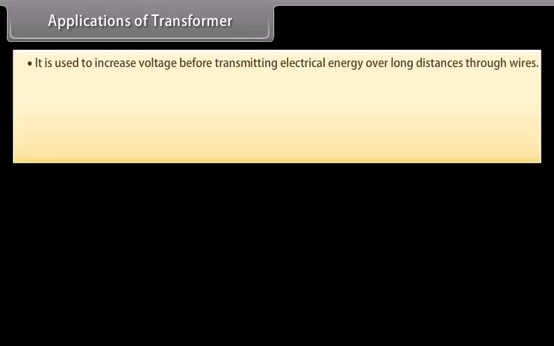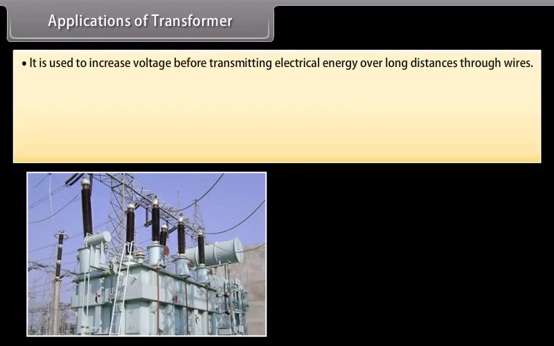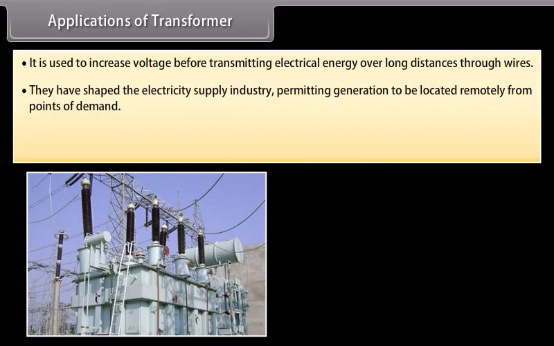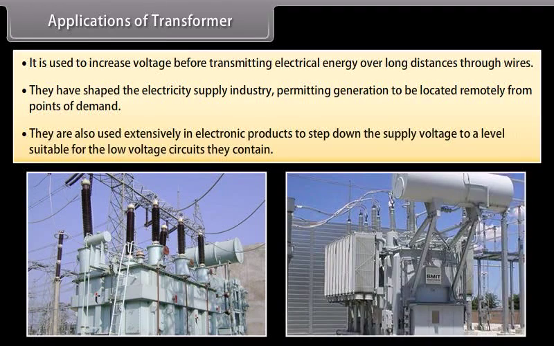Application of transformer. It is used to increase voltage before transmitting electrical energy over long distance through wires. They have shaped the electricity supply industry, permitting generation to be located remotely from points of demand. They are also used extensively in electronic products to step down the supply voltage to a level suitable for the low voltage circuits they contain.